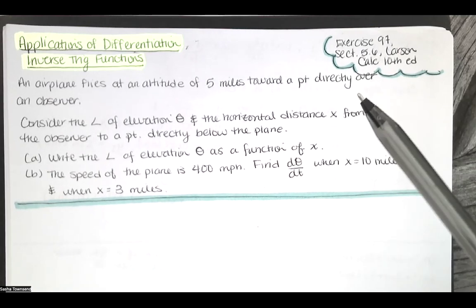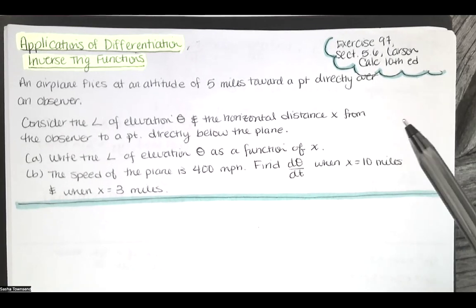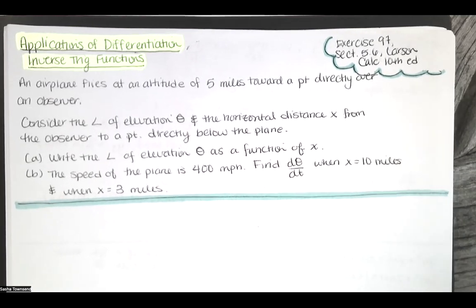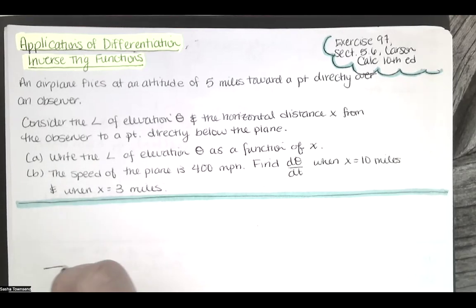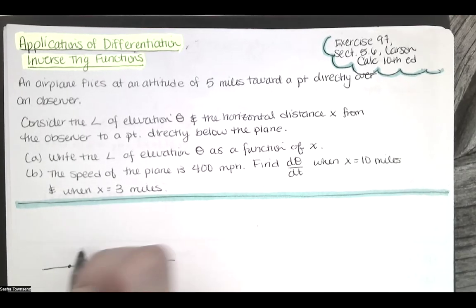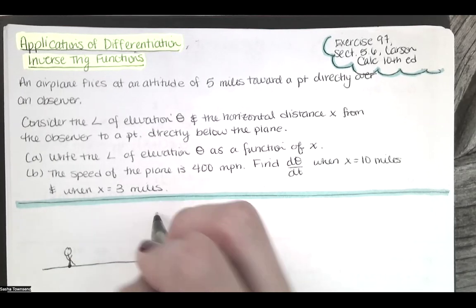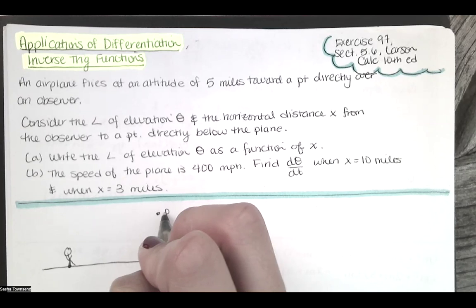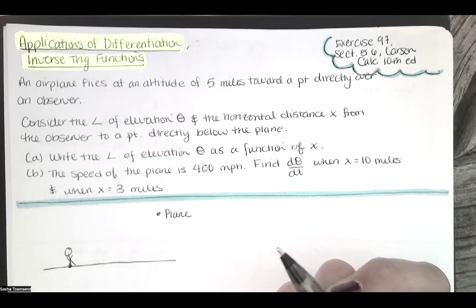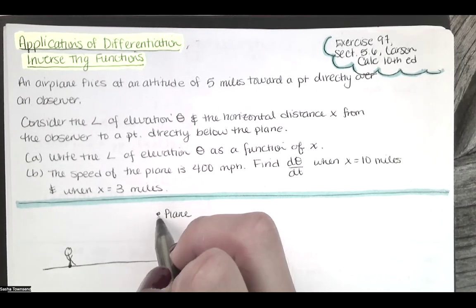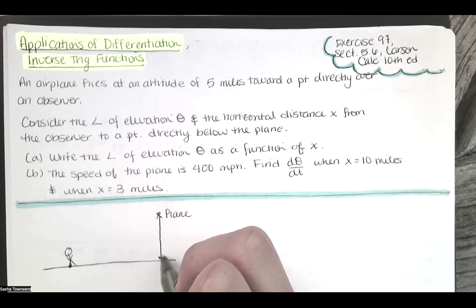The question says, an airplane flies at an altitude of 5 miles toward a point directly over an observer. So we'll just say this is the ground. Here's our observer. And we've got a plane right here. I don't know how to draw a plane, so I'm just going to call that a plane. And that plane is flying 5 miles above the observer.